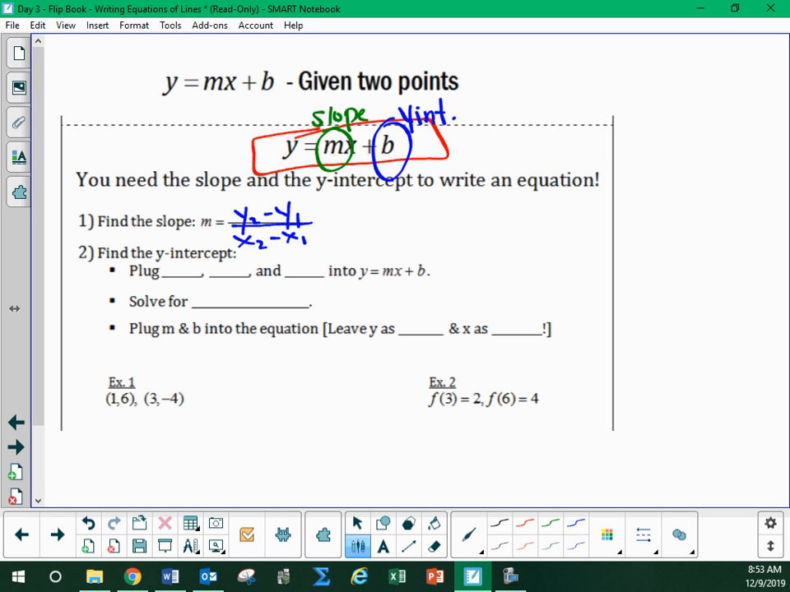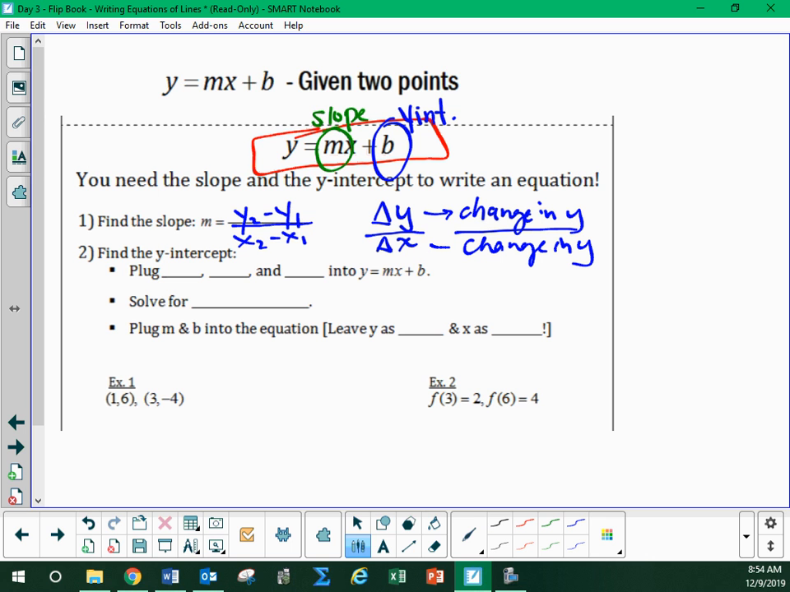Sometimes you'll see the notation like this, where it has this little triangle, change in y over change in x. This is a Greek letter delta. What it means is change. So this is just simply saying change in y over change in x. And to find how much it changed, we subtract. Alright, so first we have to find the slope.